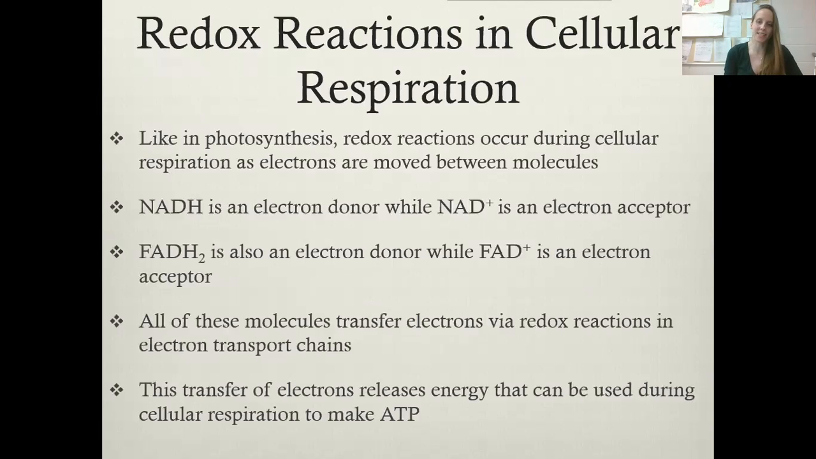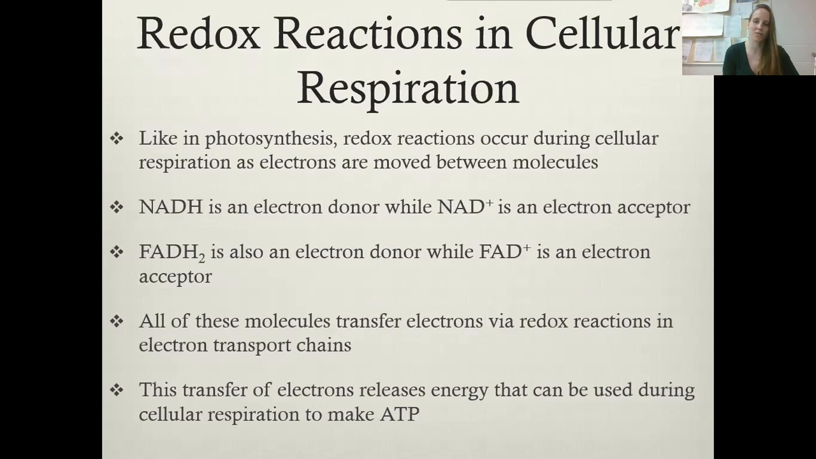Like in photosynthesis, there are going to be redox reactions occurring during cellular respiration where electrons are moved between molecules. Anytime you have electrons moving between two molecules, one of those molecules is losing the electron. That molecule is being oxidized. The other molecule is gaining the electron. It's being reduced. So together it is a redox reaction.